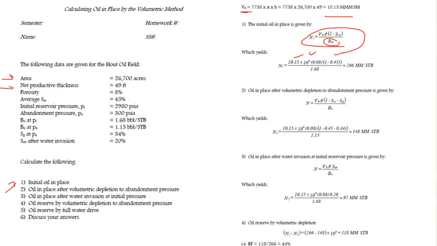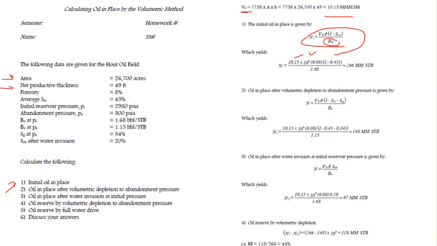What's the difference between initial pressure and abandonment pressure? As I explained before, Bo is the formation volume factor and it is a function of pressure. So we have an initial pressure before producing any oil, but after producing some oil, the pressure will be the abandonment pressure, and it will reduce to 300 psi.